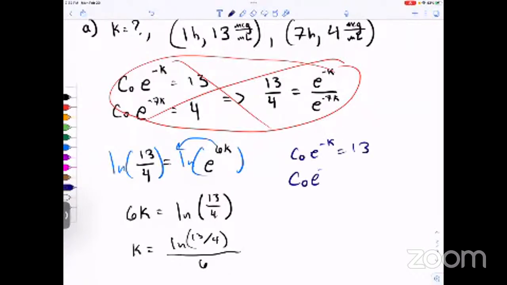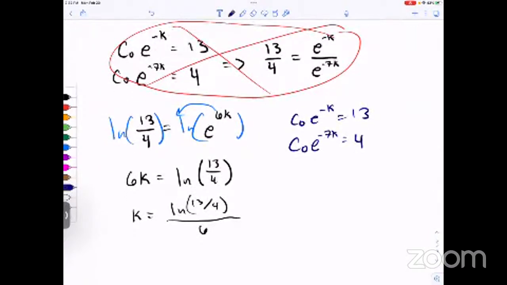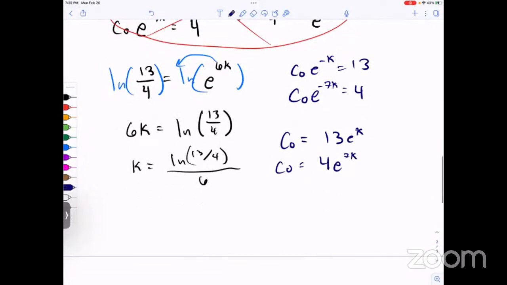So what I'm going to do, I'm going to solve each one for C naught, right? So from the first one, we get C naught equals 13 times e to the k, right? From the second equation, you get C naught equals 4 e to the 7k, right? So then if the first one equals C naught and the second one equals C naught, you can equate these two. 13 e to the k, right, equals 4 e to the 7k.